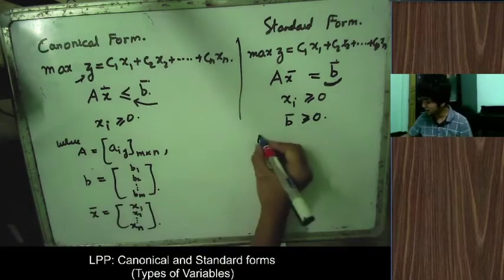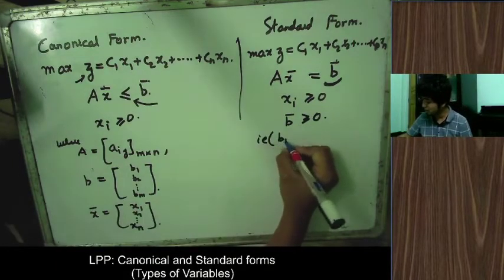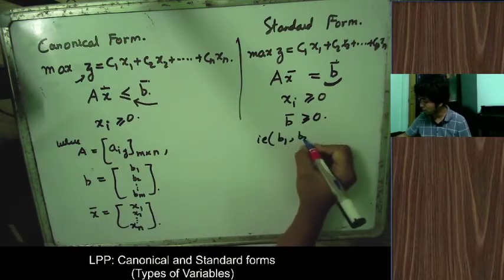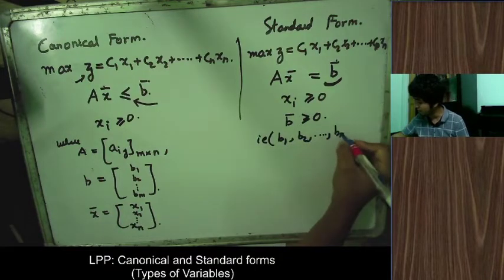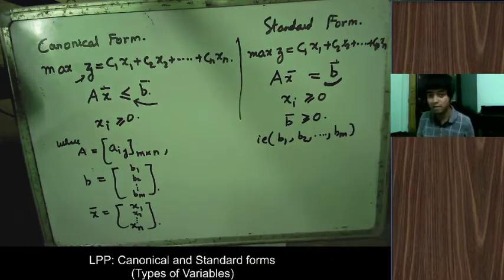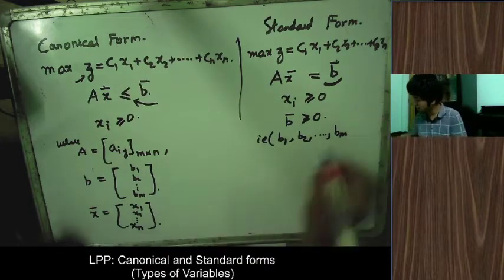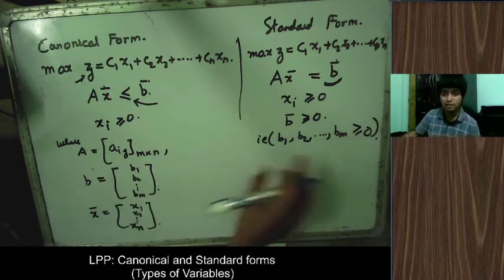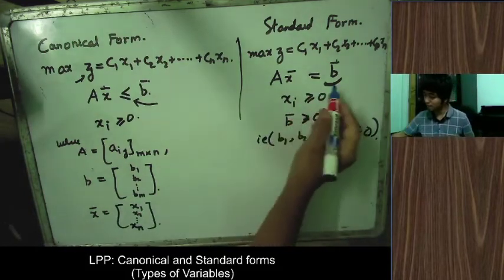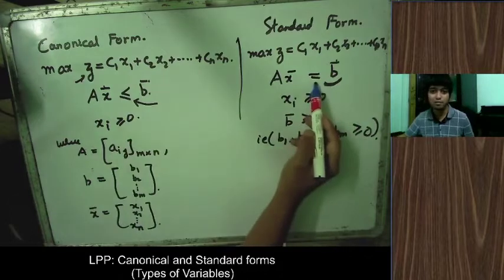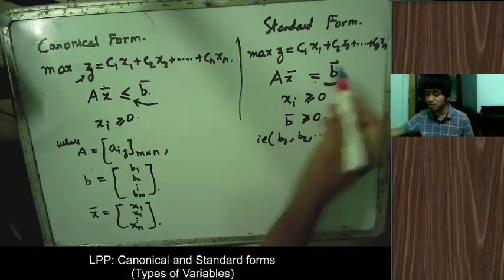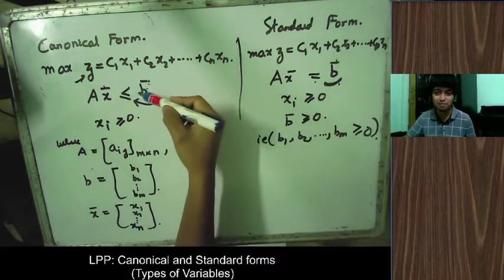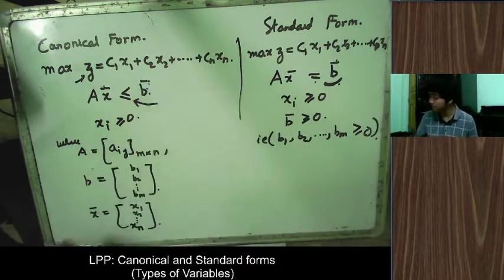That is, b1, b2 up to bm should all be greater than or equal to 0. So this is basically the standard form. The main thing over here is that the constraints should be equalities and b should be non-negative. Over here we don't have such a restriction on the vector b.